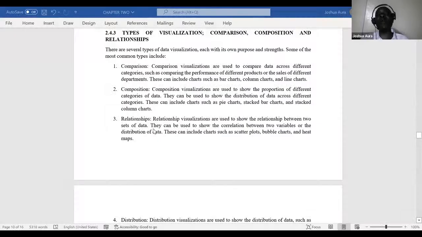So with relationships, we are looking at the trends. Basically, we are looking at what we call scatter diagrams. Relationship visualizations are used to show the relationship between two sets of data. They can be used to show the correlation between two variables or the distribution of data. This can include charts such as scatter plots. Let me show you what scatter plots are.